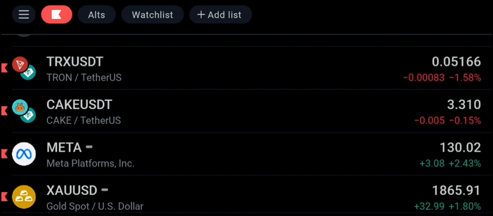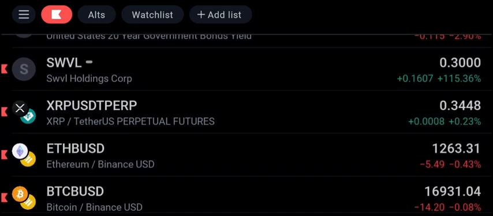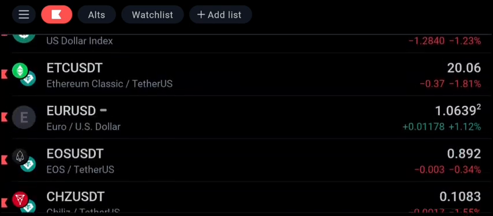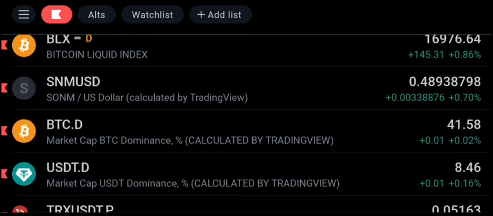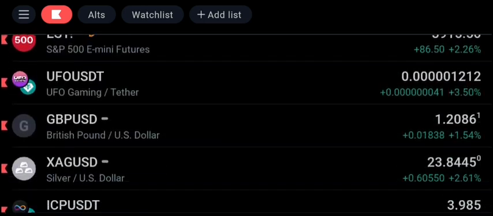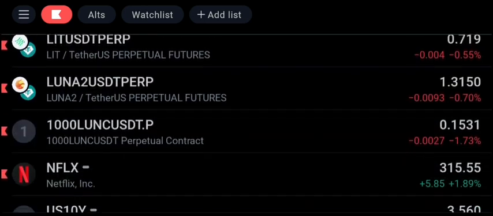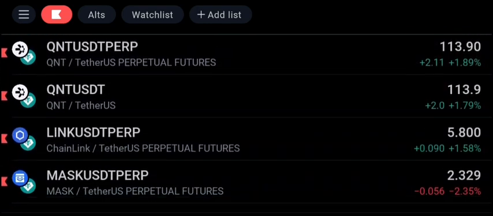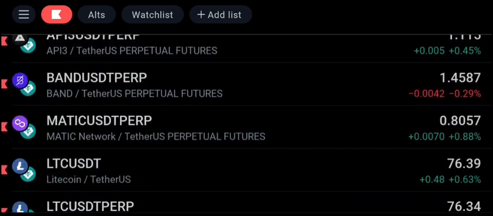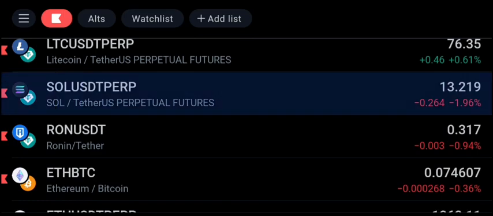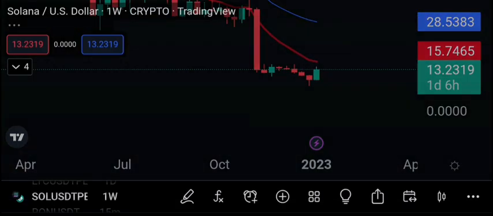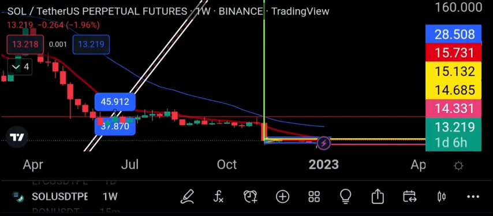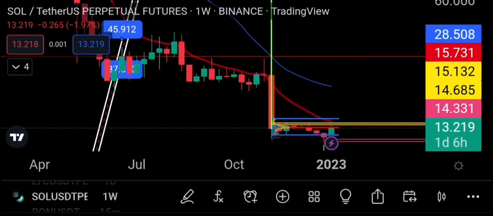Now we are in a wave 4. The wave 4 usually could be a triangle. A wave 4 and a wave B in the Elliott wave can be triangles; triangles are usually a wave B or wave 4. I'm trying to get another chart to show you some other information on Solana. Okay, over here you can see.